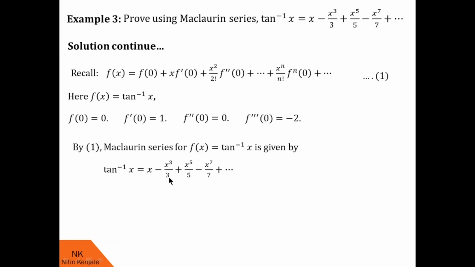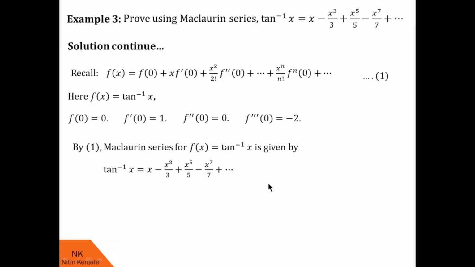Similarly, you will see further calculation will give us the next term as x raised to 5 upon 5. After that, we will have minus x raised to 7 upon 7 and so on. So this is how one can find out the series of tan inverse x using Maclaurin series. I hope guys you understood this example as well.